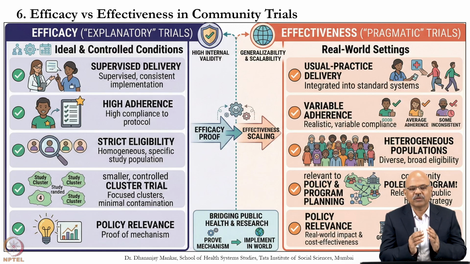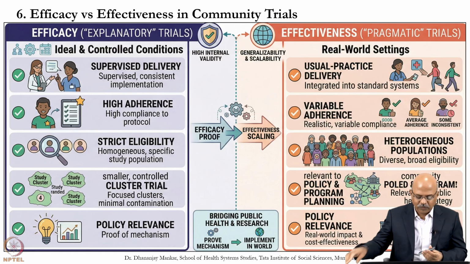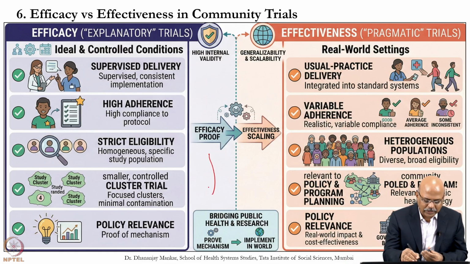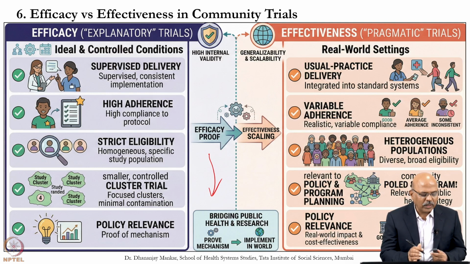There is high adherence, which means high compliance to the protocol, and the protocol is followed properly, along with strict eligibility from a homogeneous group with a specific study sample, which proves the efficacy. And this is sometimes an efficacy proof, indicating that you have a benefit there. A smaller controlled cluster trial, a focused cluster with minimal contamination, gives clarity as a proven mechanism, and policy relevance is something where the proof of mechanism makes efficacy a major reason.